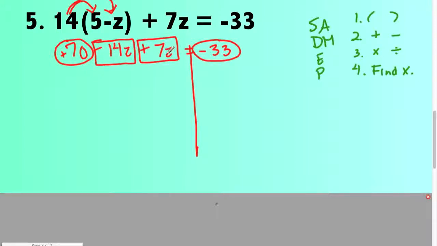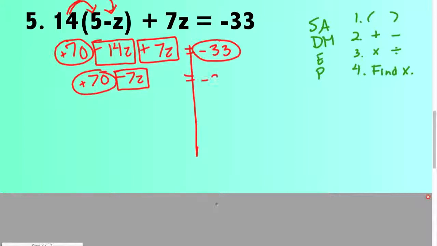So I can only combine like things. And because these two are on the same side, I can combine them right now. So negative 14z plus 7z is a negative 7z. And then I'm going to bring down my 70. And I'm just going to continue to put these around here until we get a little bit more familiar with them.